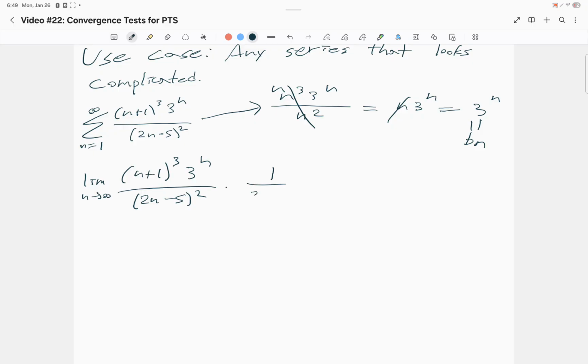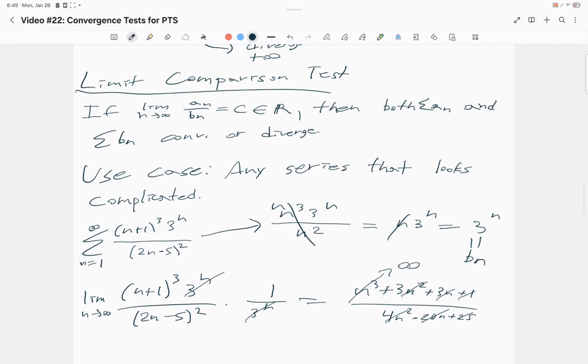So if we want to divide this, we multiply by 1 over it. The 3 n's are going to cancel. So we're going to get n cubed plus 3n squared. I'm just factoring out the top there. 3n plus 1 over, what's this? 4n squared minus 20n plus 25. Well, if we take the limit as n goes to infinity, square terms, we don't really care about these. This guy's going to win the day, and he's going to go off to infinity.